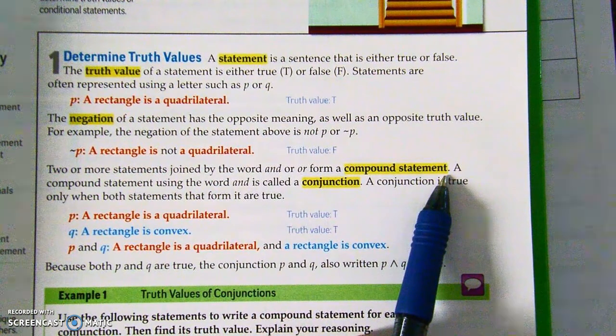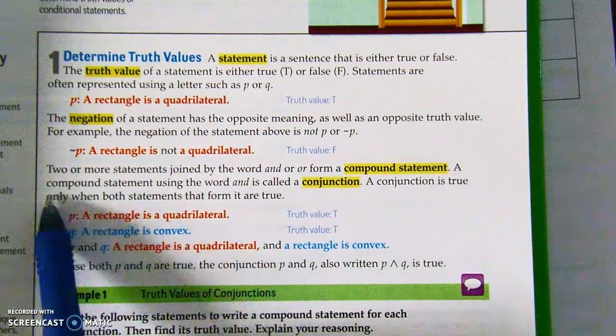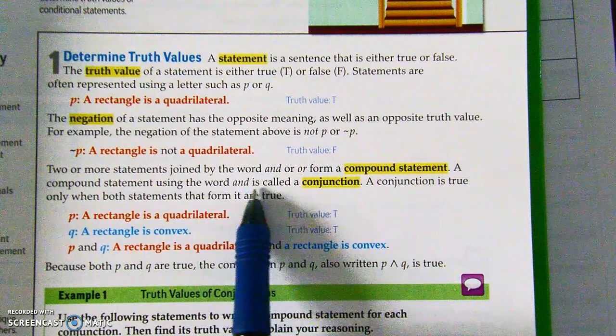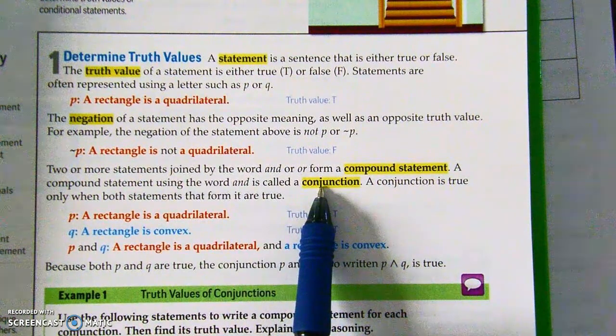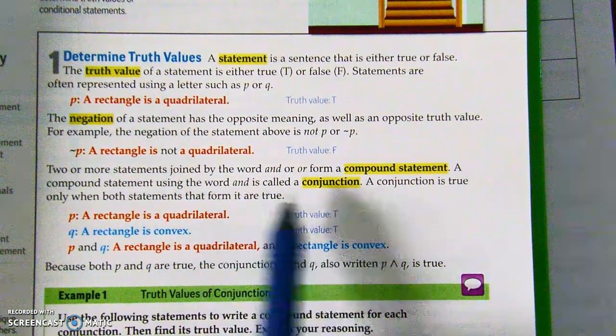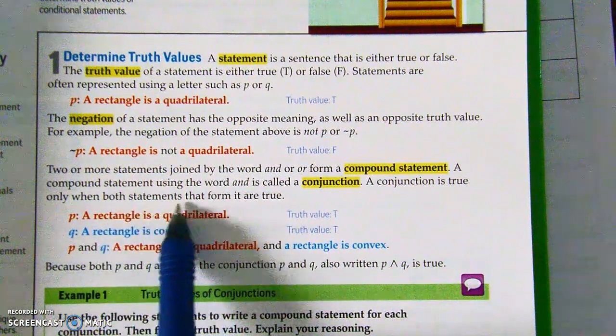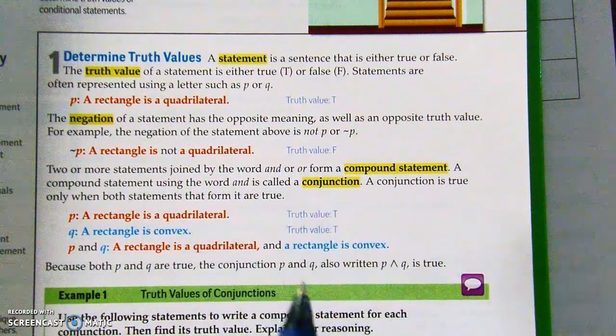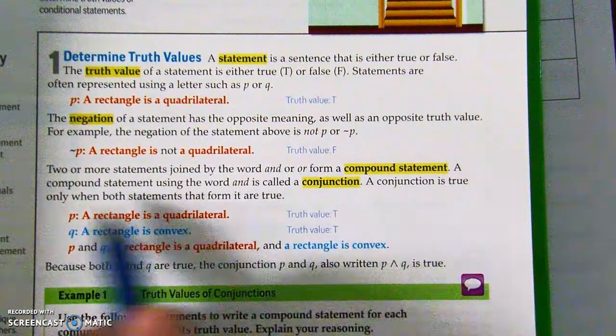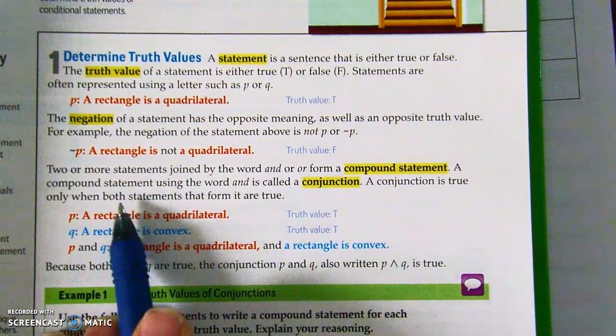So that means how we put two sentences together. A compound statement that uses the word "and" is called a conjunction. Okay? That is with the "and" scenario. A conjunction is true only when both statements that form it are true. So that's the key point right here: both statements have to be true.